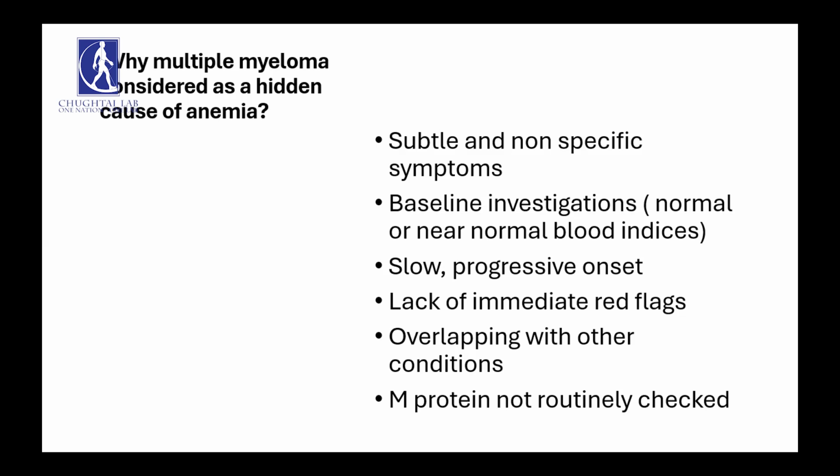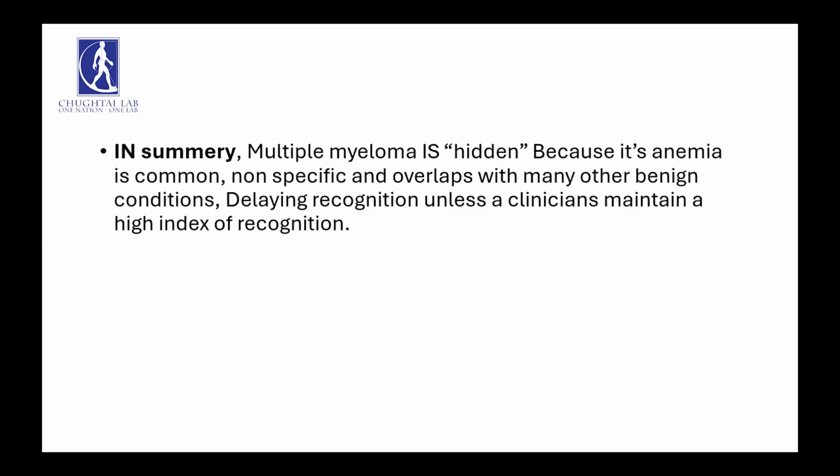M protein not routinely checked. So, in order to establish the diagnosis of multiple myeloma, we need the detection of the monoclonal protein in our body, and for that we need protein electrophoresis, immunofixation, or urinary protein electrophoresis. So these tests, or M protein, are not involved in the baseline investigation. In summary, multiple myeloma is hidden, causes anemia that is common, non-specific, and overlaps with many other benign conditions, delaying recognition unless a clinician maintains a high index of suspicion.